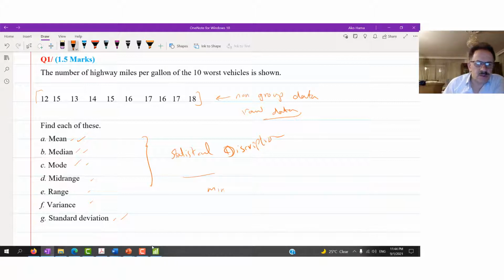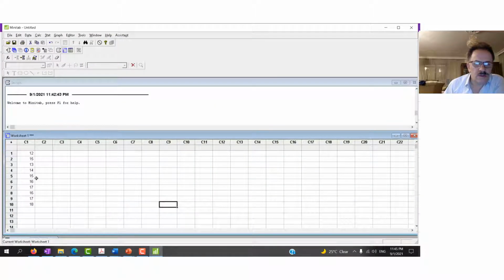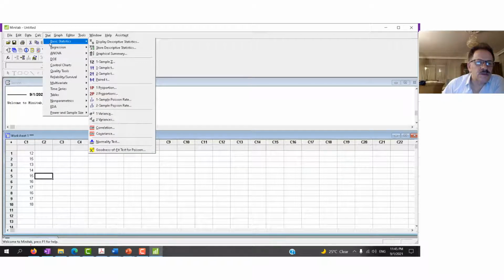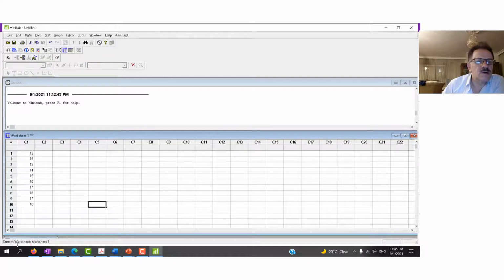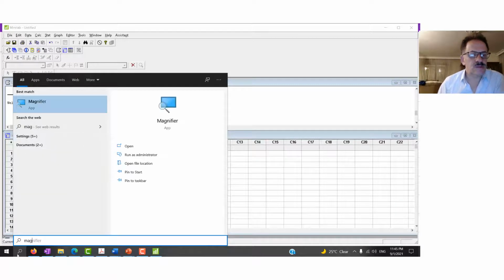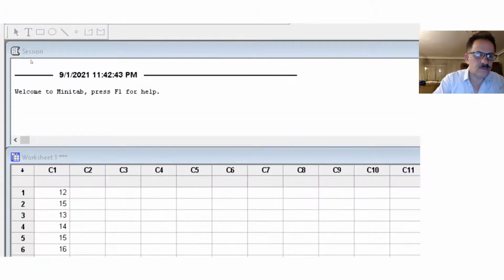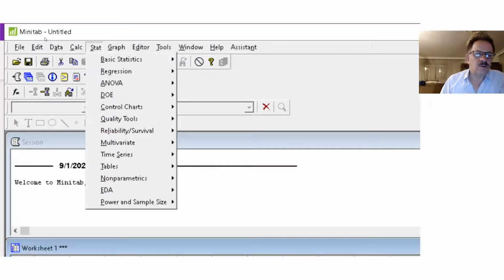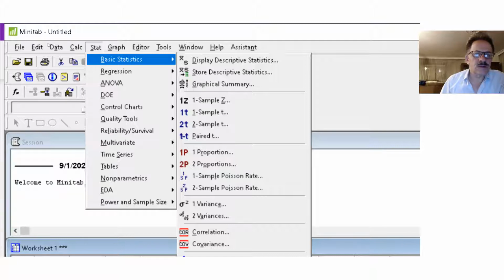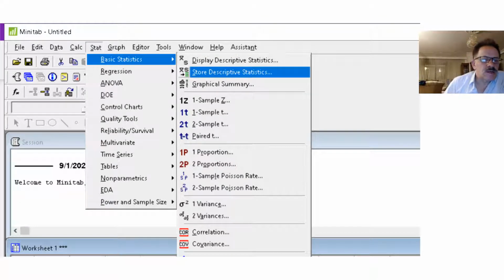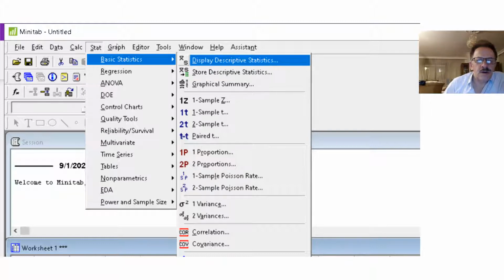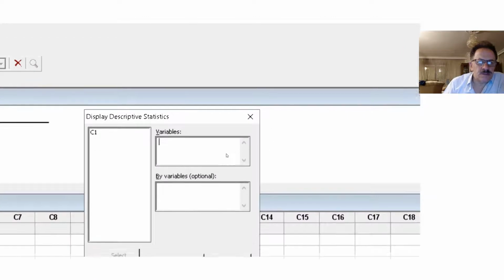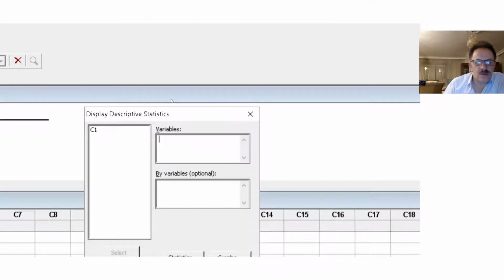We have an easy way: in Minitab we go to Stat, then Basic Statistics, and I will go to Display Descriptive Statistics, which means what should I know about the data.